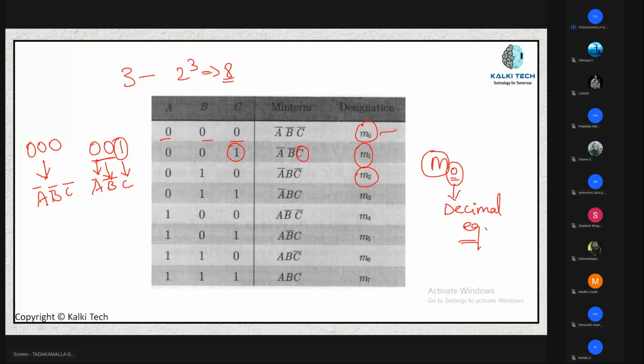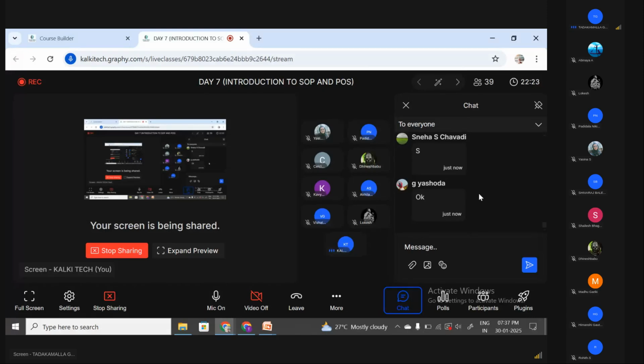So this is how we are going to write the minterms for a three variable function. We have in total m0, m1, m2, m3, m4, m5, m6, m7. Instead of writing a bar, b bar, c bar, we are just simplifying the writing. We can write this as m0, and a bar, b, c bar can be written as m3. Like this, we are just simplifying the writing. That's it. Is it clear for everyone?